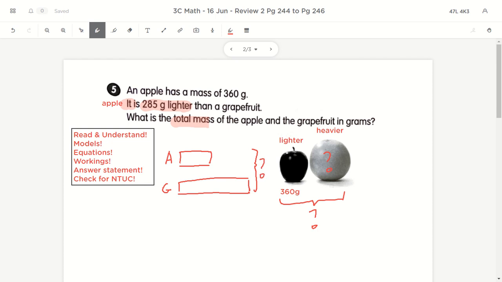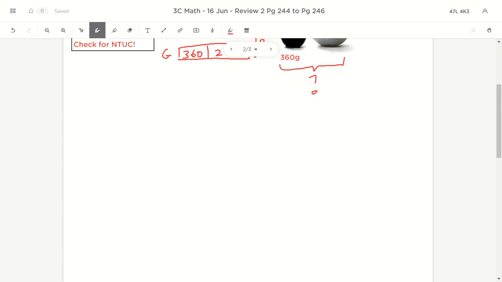Okay, let's put in the numbers. Apple is 360. Apple is lighter than grapefruit by 285. Turning around, grapefruit is heavier than apple by 285. So 285 is here. And of course, you can see that this 360, this must also be 360. So what I can do first is step 1.